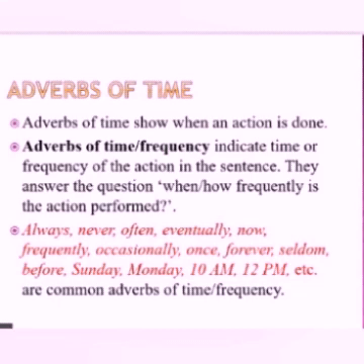For example, always. What are the adverbs of time? Always, never, often, eventually, now, frequently, occasionally, once, forever, seldom, before, Sunday, Monday, 10 a.m., 10 p.m., 12 p.m., etc. are common adverbs of time or frequency, showing how often or when an action is done. We get the answer from these adverbs.